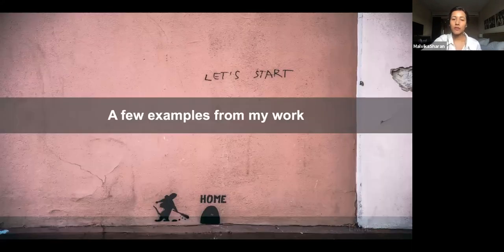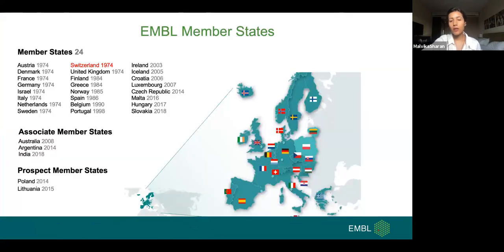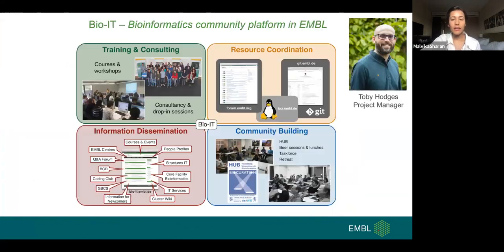So a few examples from my work. I work in EMBL. It's a flagship in Europe and serves as a model for other research institutes. It's made of 26 European countries and associate members all around the world. The project that I'm working on is called BioIT. It's a community platform which fosters bioinformatics.